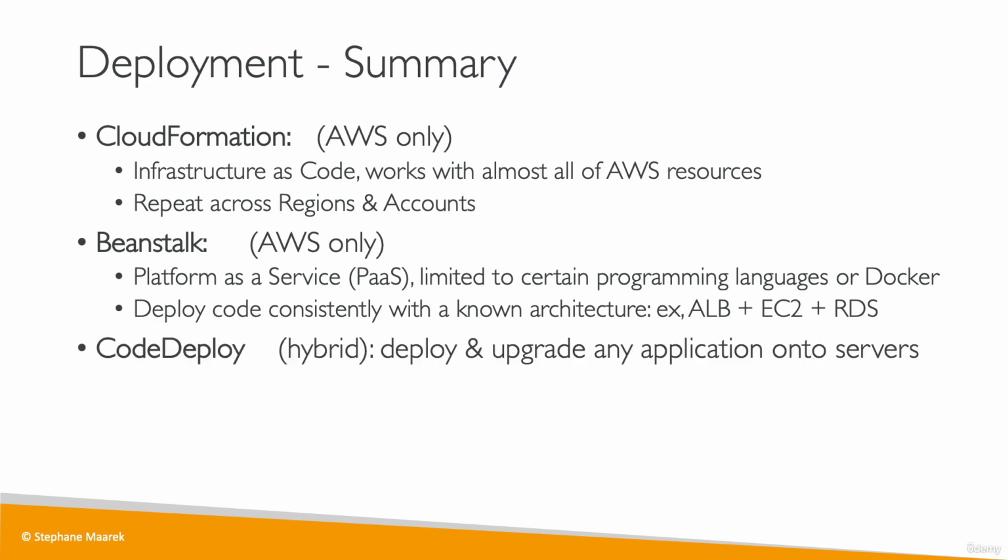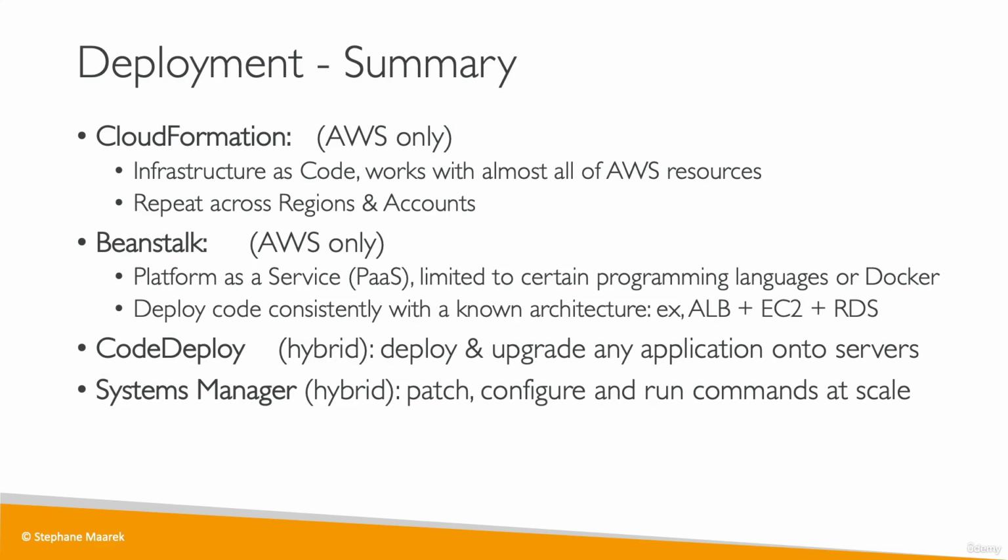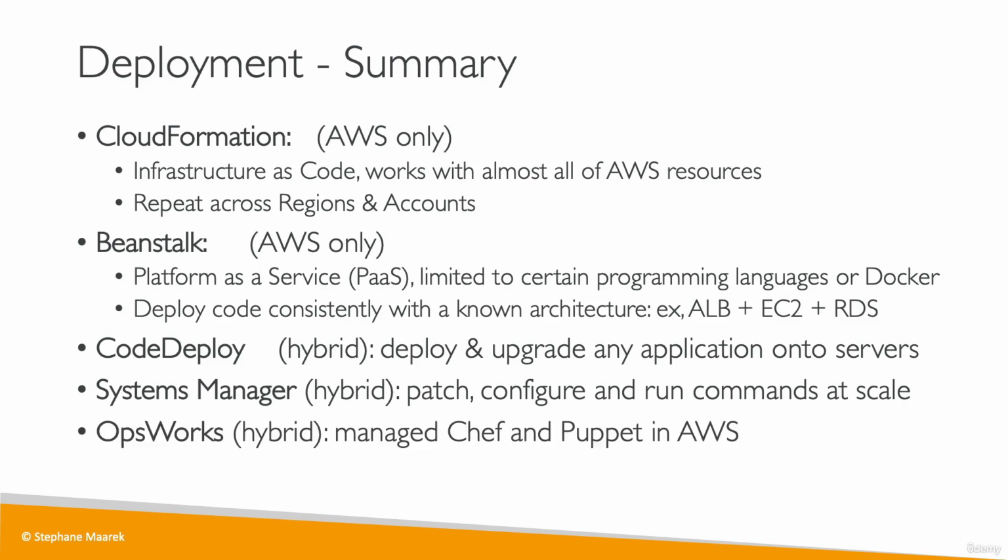CodeDeploy is to deploy and upgrade any applications onto servers, and this can be done on AWS, for example, your EC2 instances, but also can be done on your on-premises infrastructure, and this is why it's called a hybrid type of service. Systems Manager, yet again, is a hybrid type of service, which allows you to patch, configure, and run commands at scale across all your servers. And OpsWorks, which is also a hybrid service, which is giving you a managed Chef and Puppet within AWS.